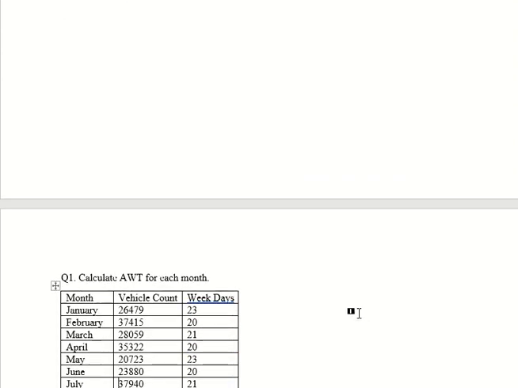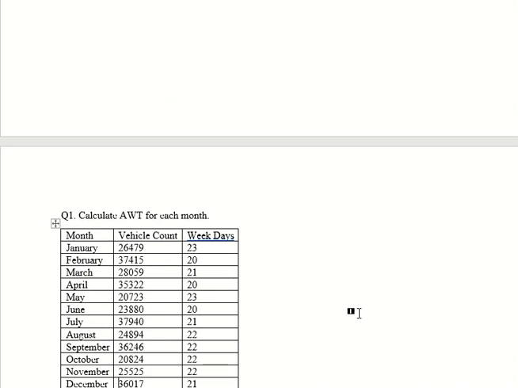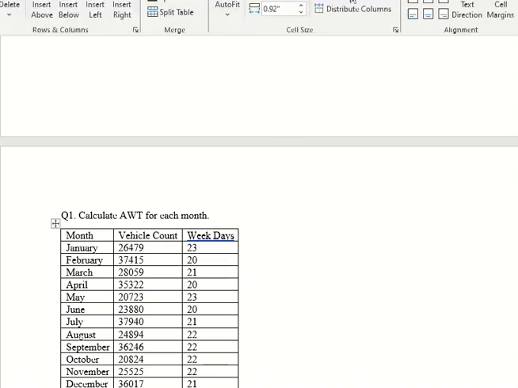You were given the data for each month of the year and you were asked to calculate the AWT. AWT means the average weekday traffic. So you have the total vehicle count and the number of weekdays in each month, and you were simply asked to divide it.